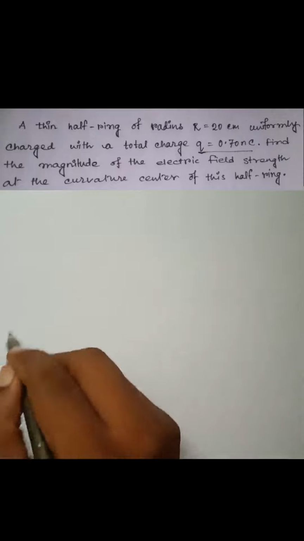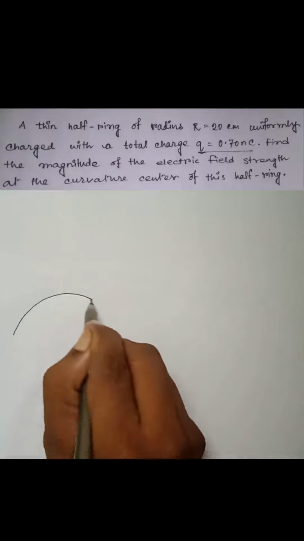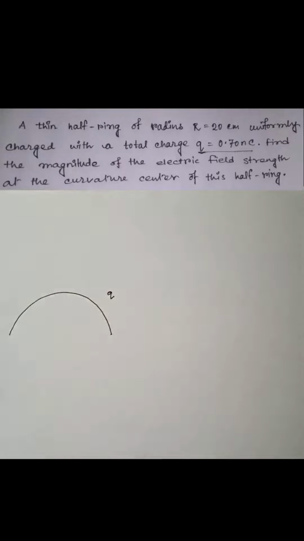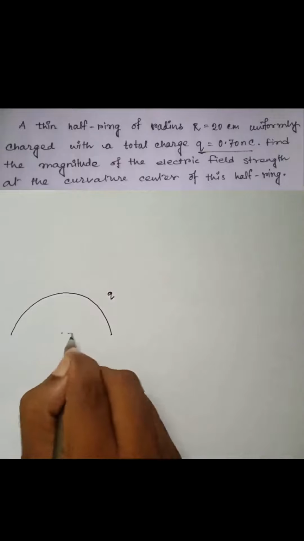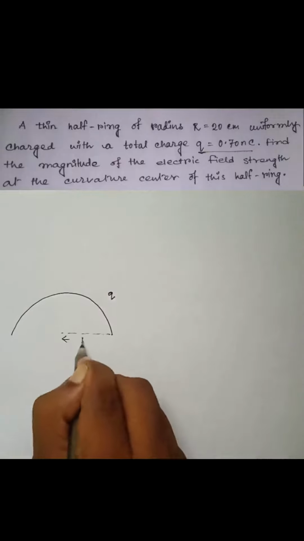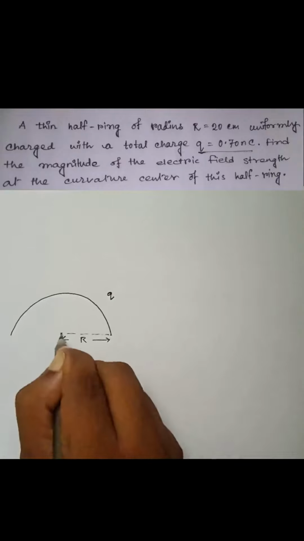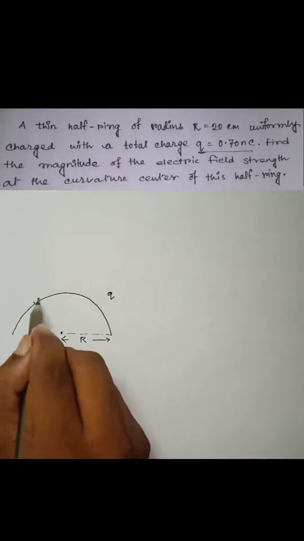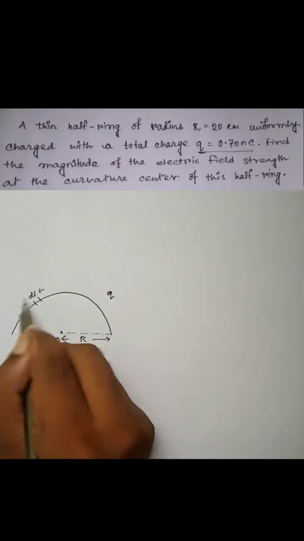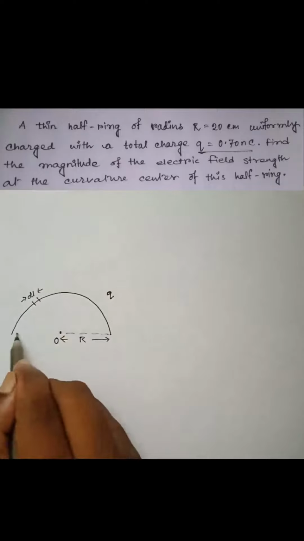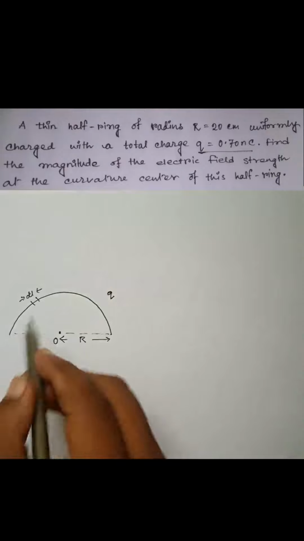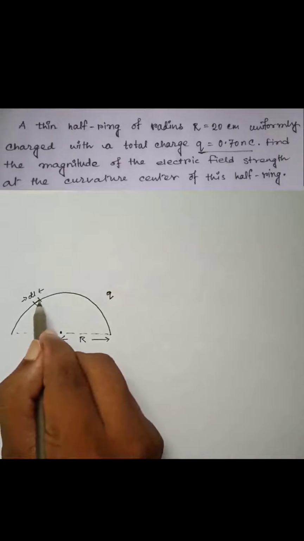Let's draw the problem. This is my half ring. Q amount of charge is uniformly distributed over here. Radius of the ring is capital R. I have to find the electric field at O. For this kind of problem, I have to take a small length dl tending to 0 on the ring. And now I will calculate the electric field at O due to the little amount of charge which is distributed over this dl.